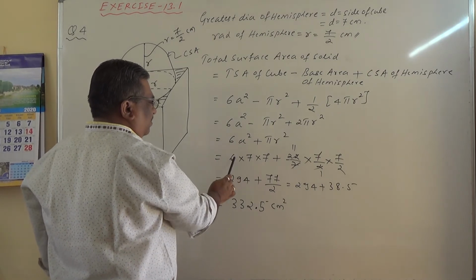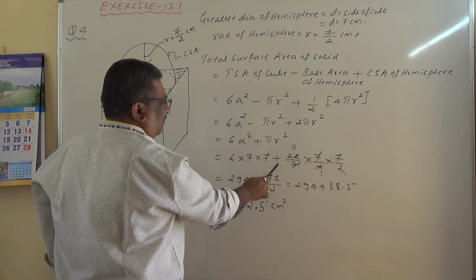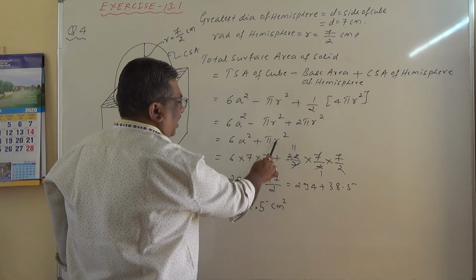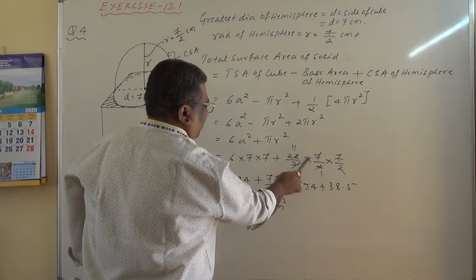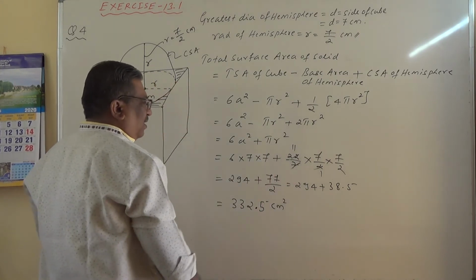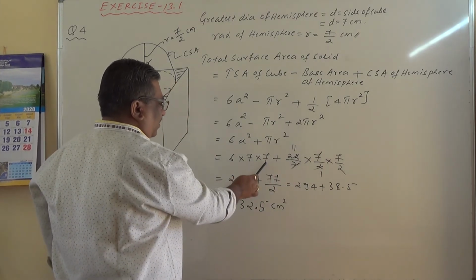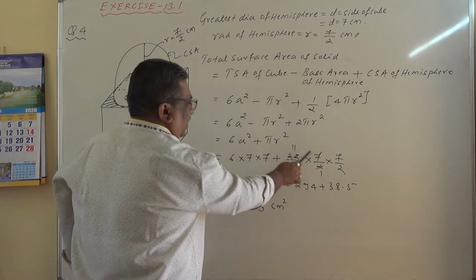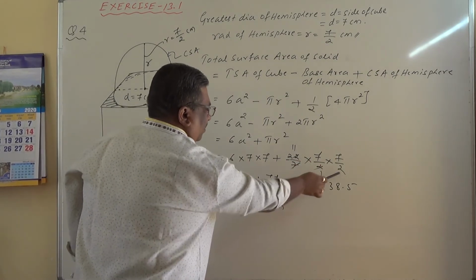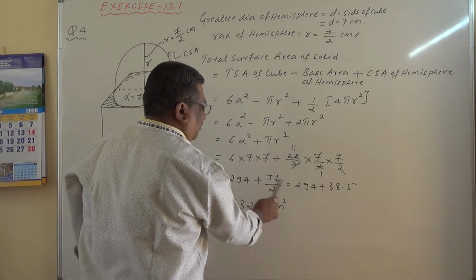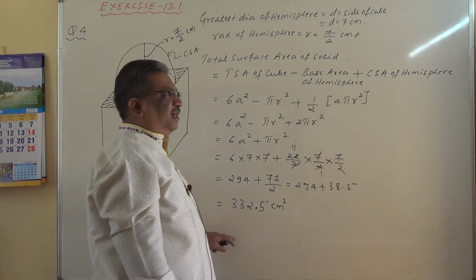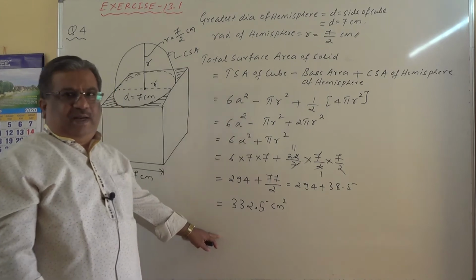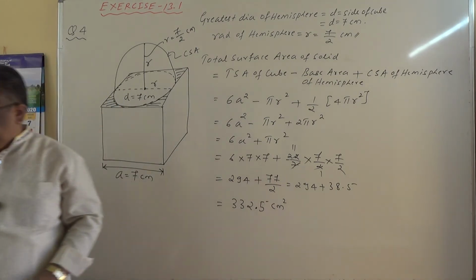So substitute the values: 6 into a, that is 7 into 7, plus 22 by 7, r is 7 by 2, 7 by 2 into 7 by 2. 7 cancels, 2 ones are 2, 11s are. So here it is 6 into 7 into 7, you get 294. 11 into 7, 77 by 2, this one. So 294 plus 38.5, which gives you 332.5 square centimeter. I hope this is very clear to you. Make a note of this.